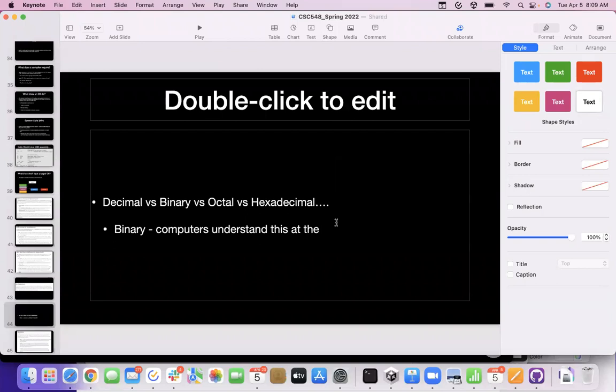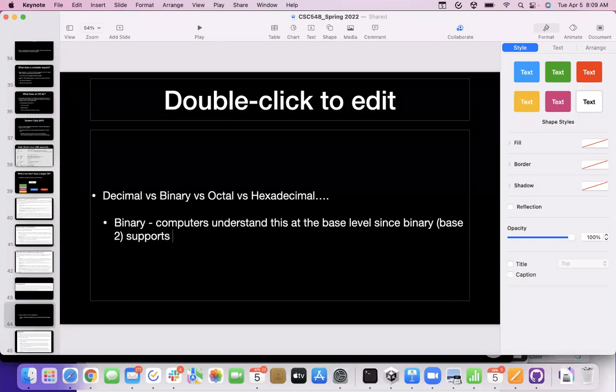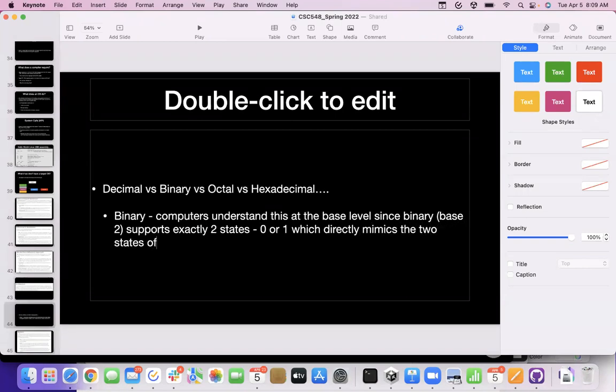So computers understand this at the base level, since binary, which is base 2, supports exactly two states, 0 or 1, which directly mimics the two states of digital logic, on or off. All right, so that's why binary makes sense.